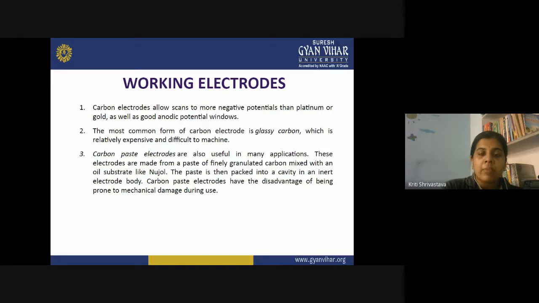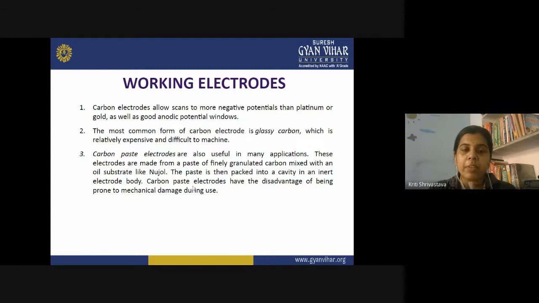They are made up from a paste of finely granulated carbon mixed with an oil substrate like Nujol. So you take a solvent. If you need to modify the electrode, then you also mix it with a modifier substance, and then you make a paste of the carbon material, and then you apply it inside the tube. So the paste is packed into a cavity in an inert electrode body.